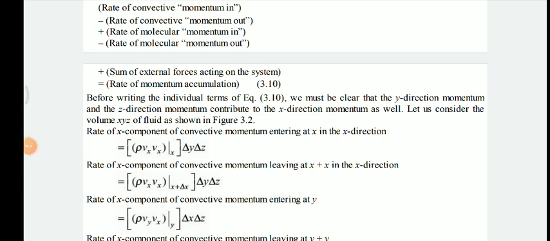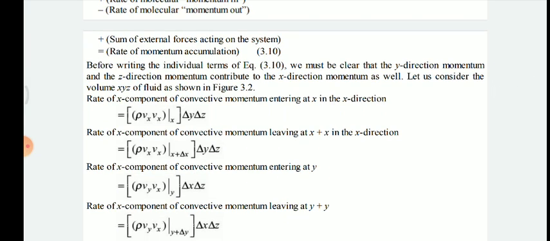First one is rate of x component of convective mass transfer entering at x in the x direction. So it will be rho vx at x, and the other term for the parameter, which is delta y and delta z.